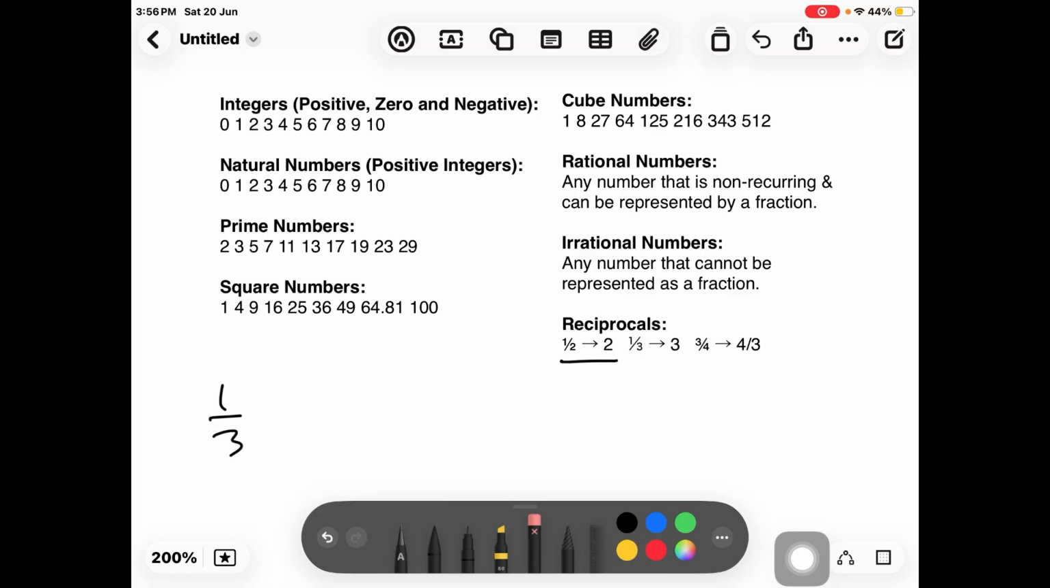And yeah, we also have 3 over 4, which has the reciprocal 4 over 3. And like that, we can take any number such as 8 over 5. If you want to find the reciprocal of that, we basically flip the numerator and denominator. So the reciprocal will be 5 over 8. So that's all the 8 types of numbers explained.